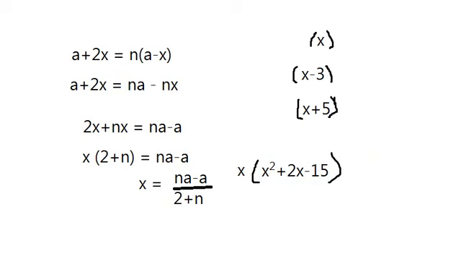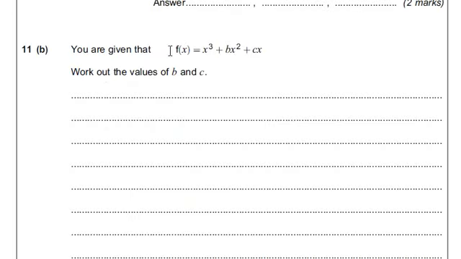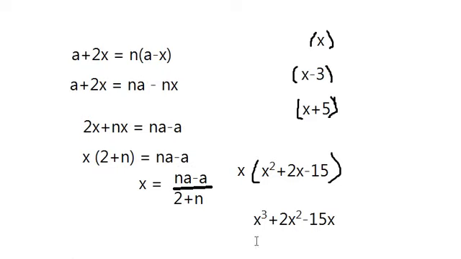So let me do the calculation. x cubed plus 2x squared minus 15x. So that is the equation for that function, and that function is actually in that form. So we can just do the same thing: it's all plus bx squared plus cx. Yes, copy and paste, correct.